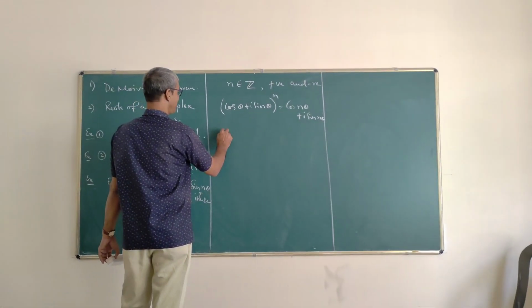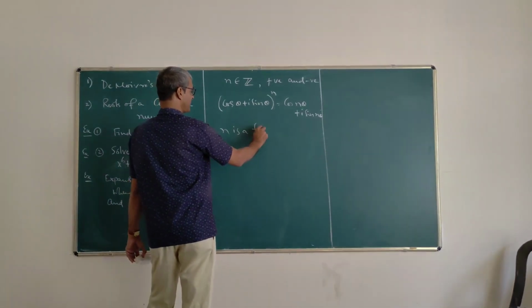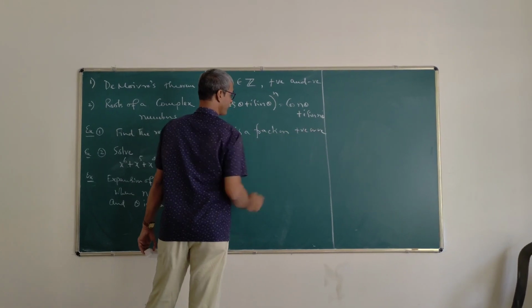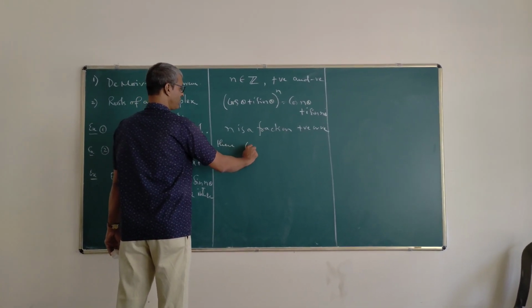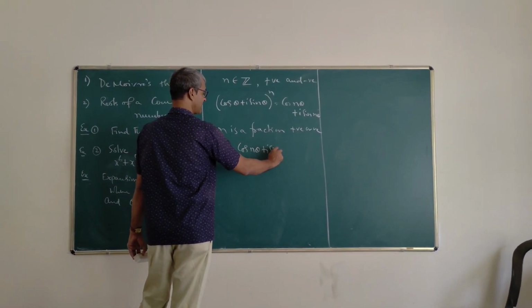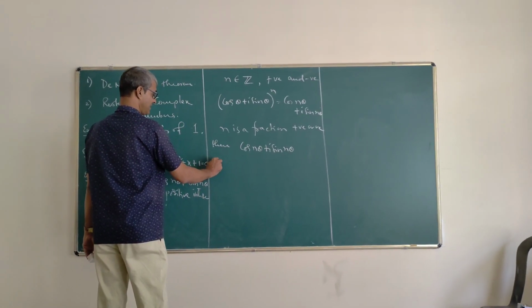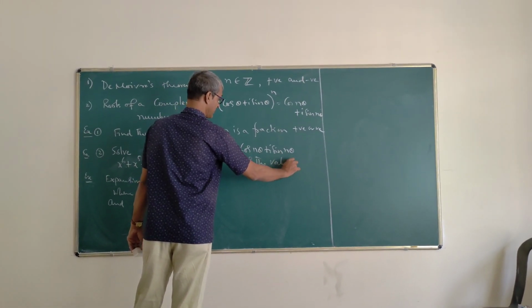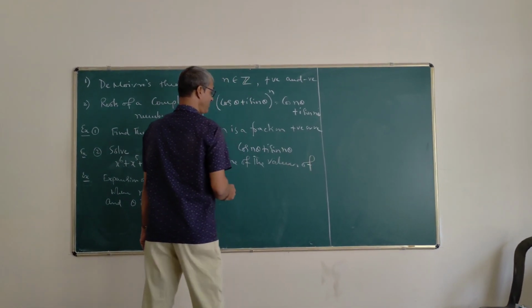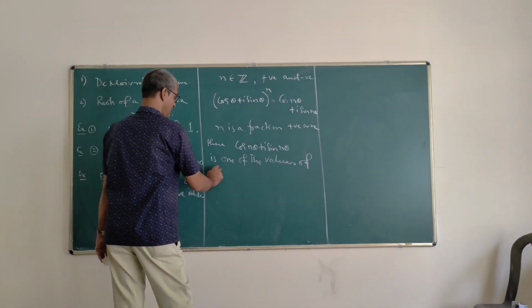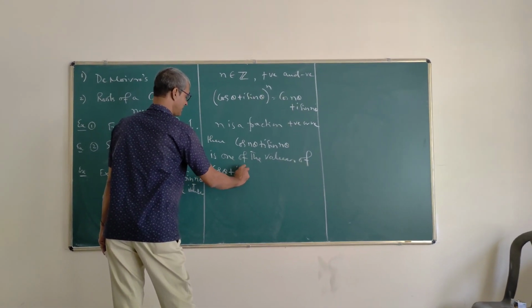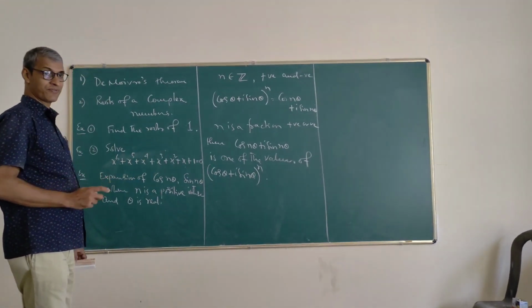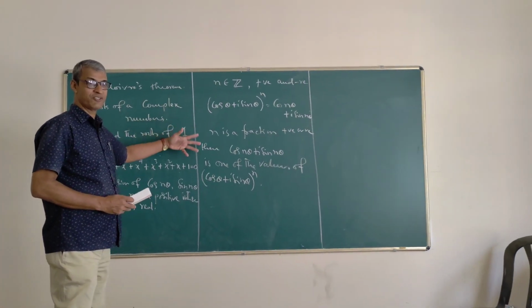Now when we consider n is a fraction, positive or negative, then cos n theta plus i sin n theta is one of the values of (cos theta plus i sin theta) whole to the power n. This is one of the values. So this is the statement of De Moivre's theorem.